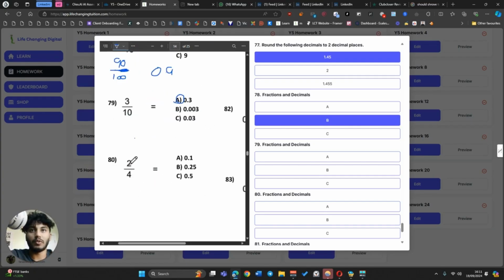But question 80, we got 2 over 4. This is half. You can see the 2 is half of the 4. So 0.5 is 1/2, right? Between 0 and 1, this is 1/2.